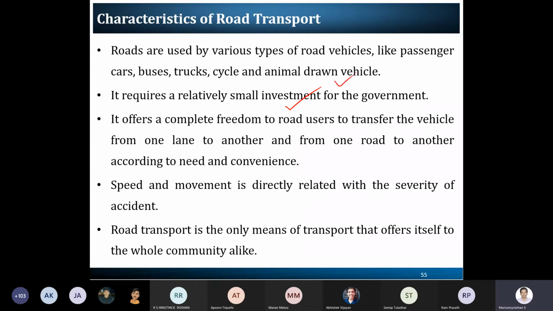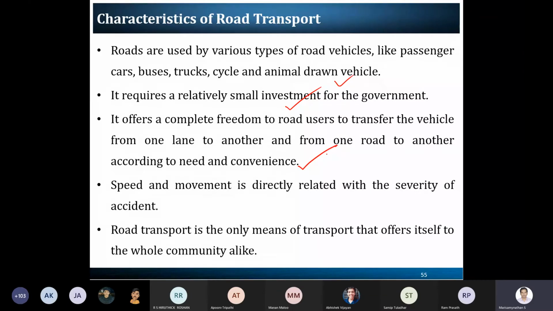Then the rules and regulations. So when it comes to the rules and regulations, as a driver, you have the flexibility to drive on that particular road in any lane, since in India we are not following any lane discipline. So as a driver or the passenger, you have your own right to choose the lane or the mode or whatever route you want to choose. Everything depends upon your need and convenience.